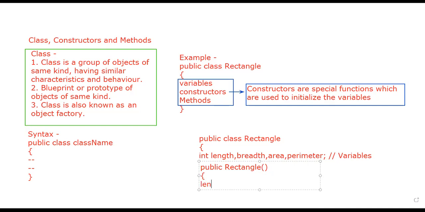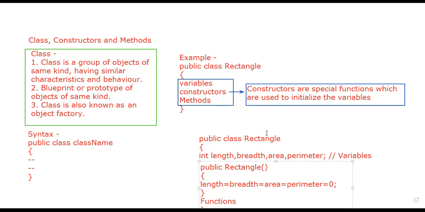Length is equal to breadth is equal to area is equal to perimeter is equal to 0. Okay, now what is this constructor doing? It is initializing. And here then I'll write functions, that I'll show you in the next part. Functions I will write. And then goes curly close.